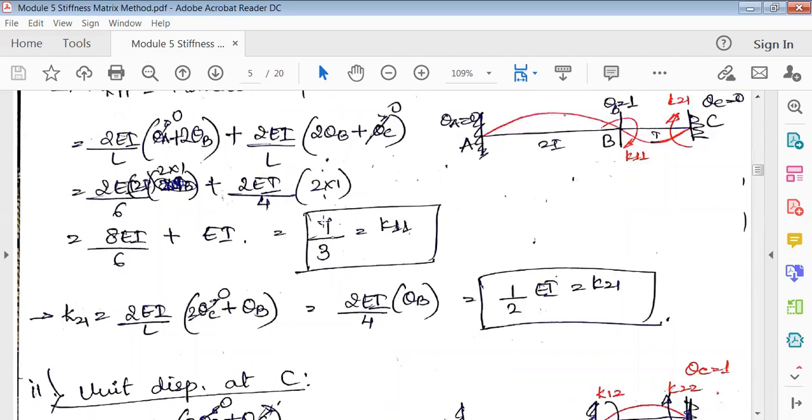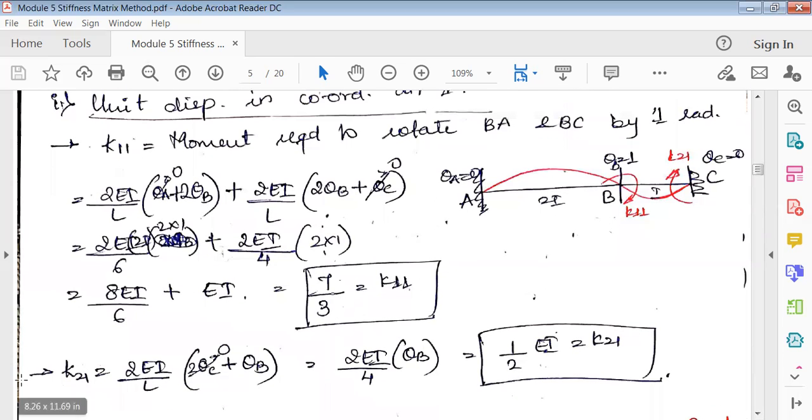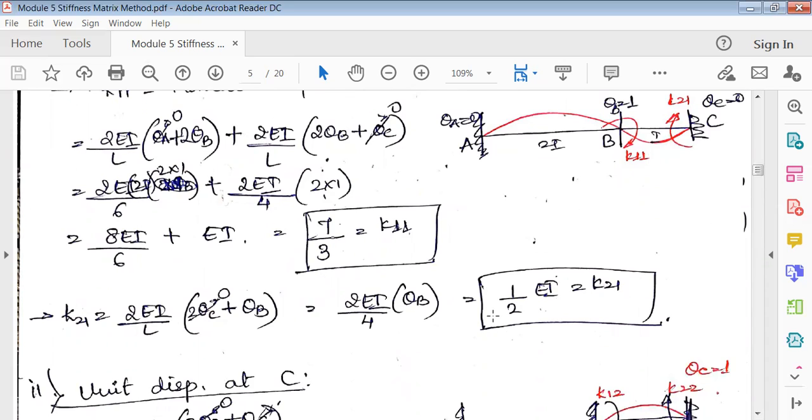Again, you can keep it in decimal form, that is K11 is 7 by 3, keep it in decimal form, that is 2.33. Again, why keep it in decimal form? Because you can directly solve in the calci. Okay, similarly K21. So find out K21, that is 2EI by L. Then the moment in K21 is only CB. So CB is 2 times theta C plus theta B is equal to this thing. Okay, so K21 is half EI or 0.5 EI. All right. So here also I have not written here, you can just write 7 EI by 3.